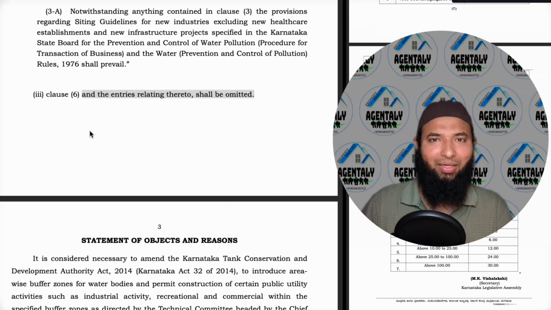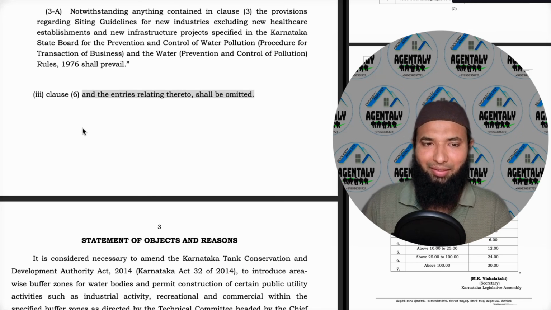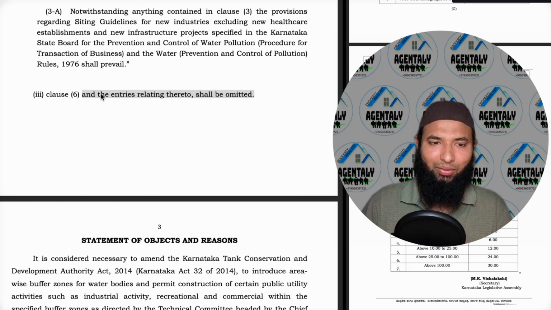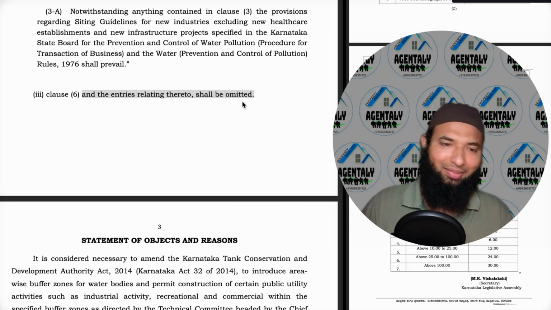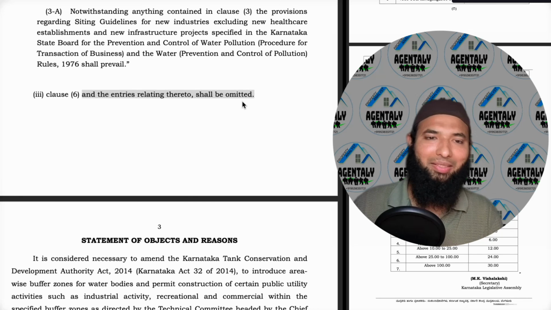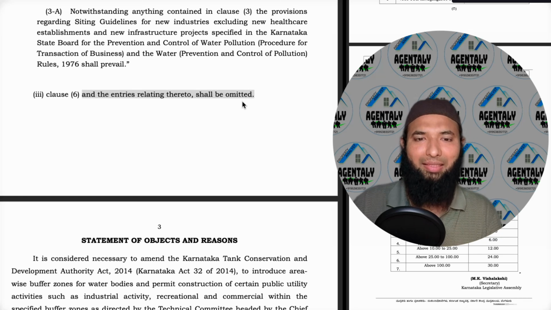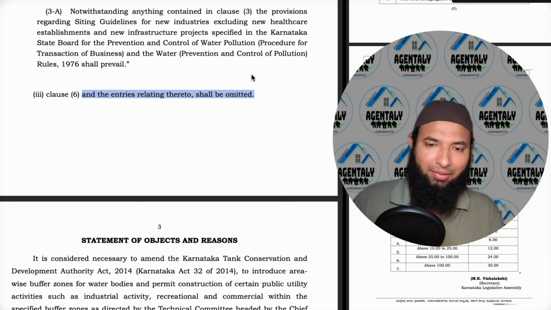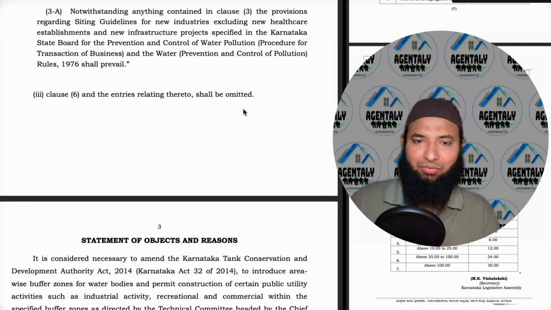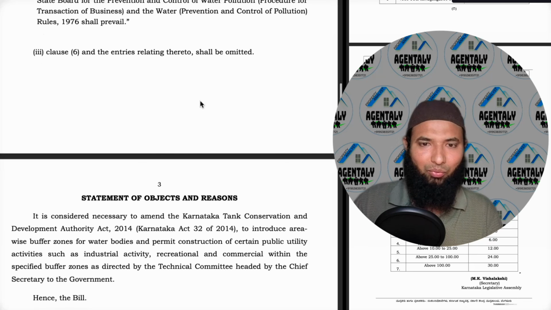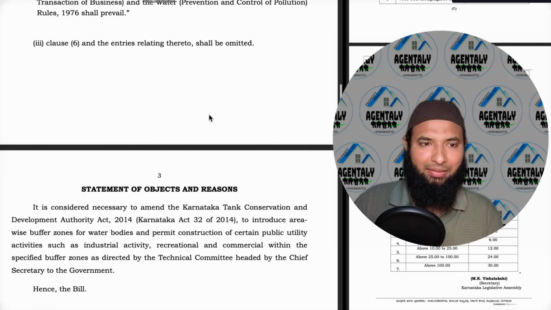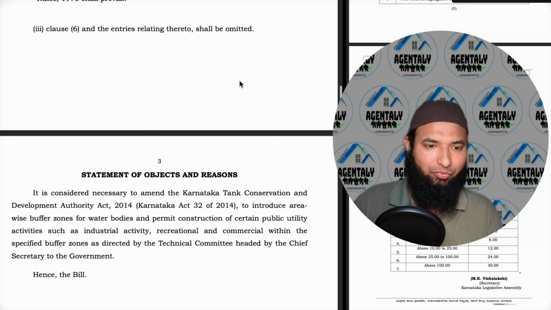This one was not allowing them to go and reduce the tank size. Now they have removed that rule and they have added that entries relating thereto shall be omitted. Omitted. It means after taking authorities permission you can reduce the tank size. Indirectly it means that is going to be very worst for Bangalore. First of all, it is a sensitive area, like water everywhere, lakes is been eaten up long before.